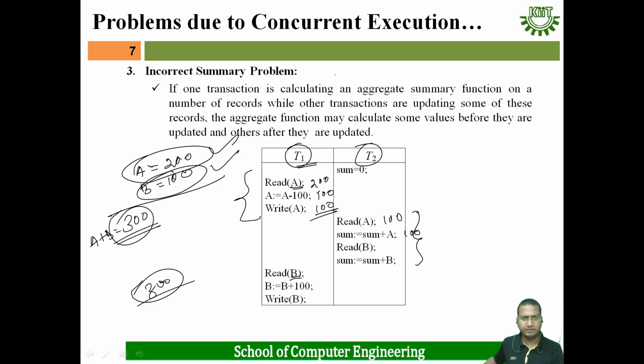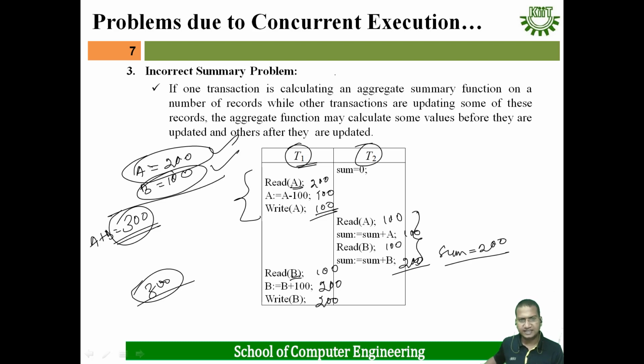Then read B. B value is here how much? 100. Then sum = sum + B, that means 100 + 100, so sum = 200. Then read B, B value will be 100. Then B value will be 100 + 100, it is 200. Then write B, B value will be 200.